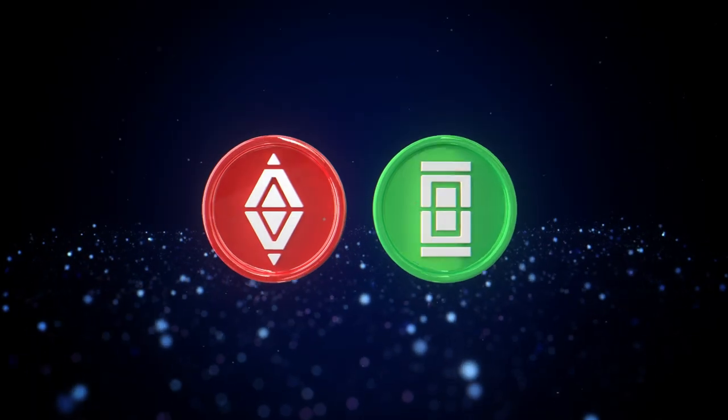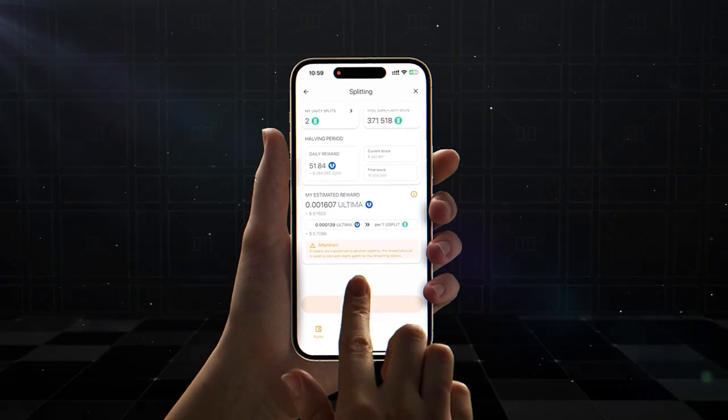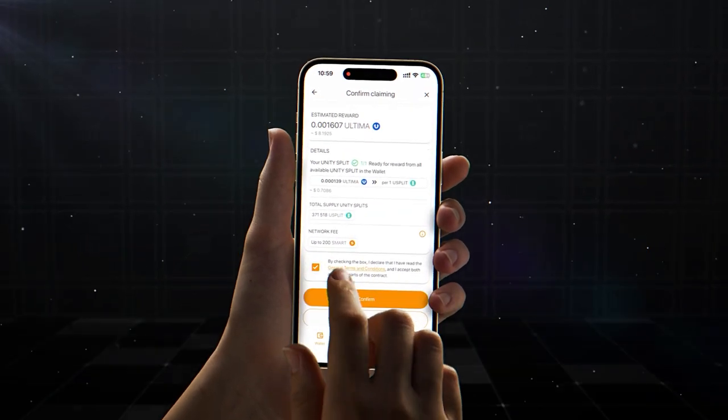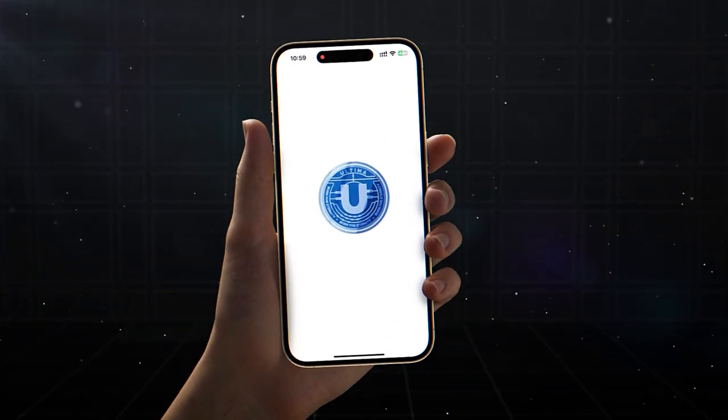There are two types of split tokens, VIP split and U split. The uniqueness of this product is that once you become the owner of a split token, you provide yourself with a lifetime reward in Ultima.